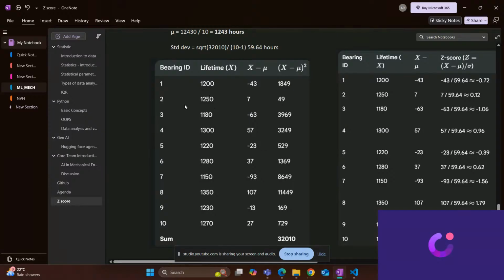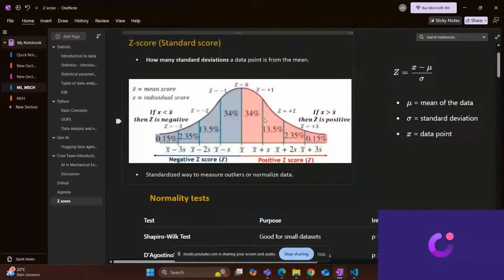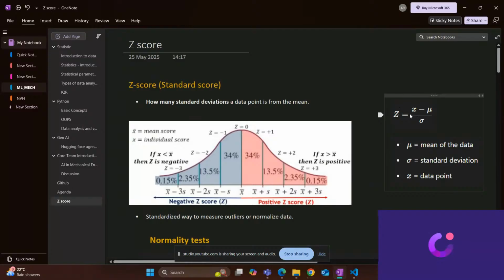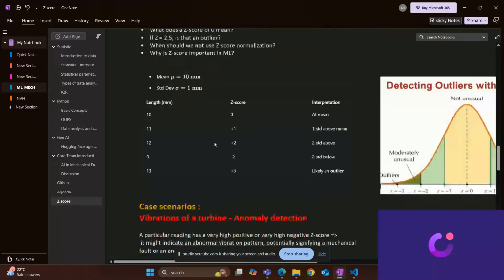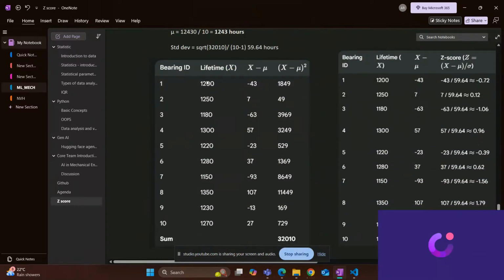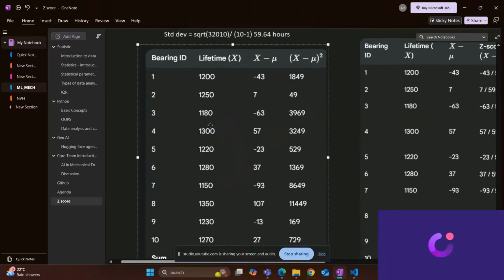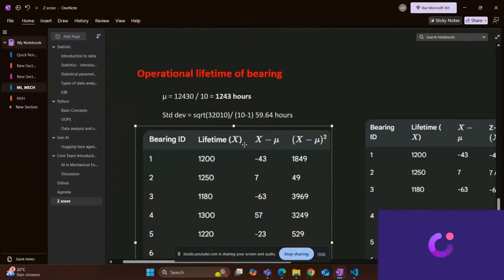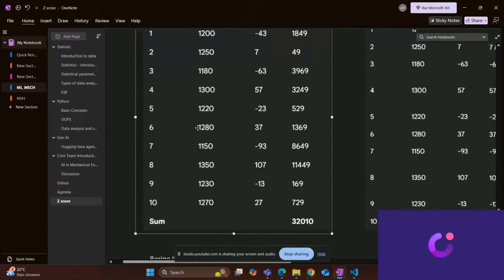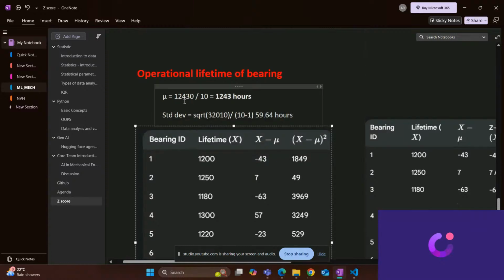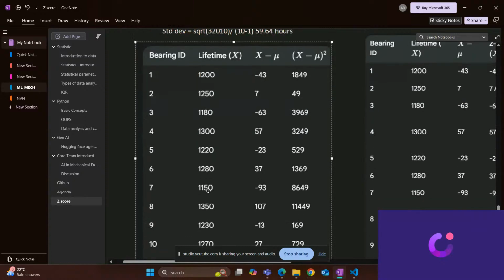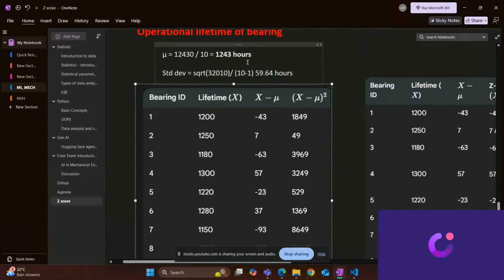So the first step, like we discussed, is the Z score formula: an individual data point with respect to the mean value, divided by the standard deviation. When I have lifetime data here, what would be the first step? We need to calculate the mean. We have 10 different observations here. You need to add up all these x values, the individual data points, and identify the mean value for that. The unit is in hours.